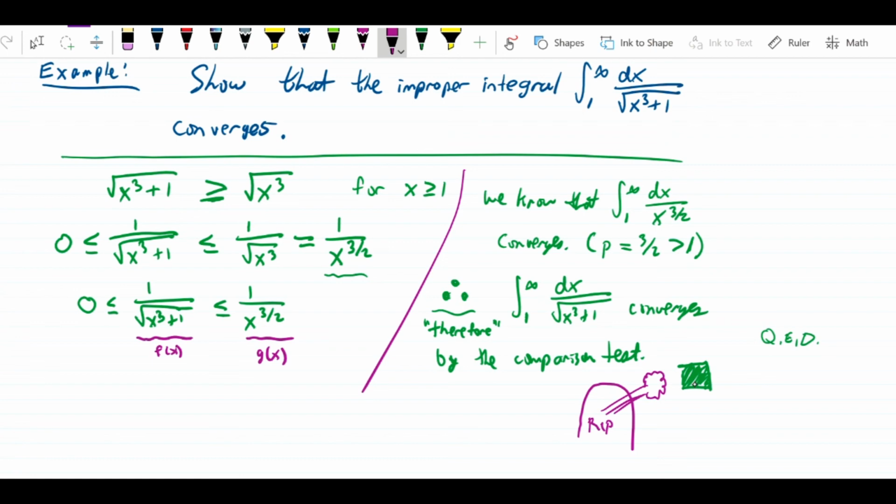But anyway, this is a proof that we just did, showing that an improper integral converges. Note what this means. I was able to show this integral comes out to a finite number, even though I have no idea what that finite number is.